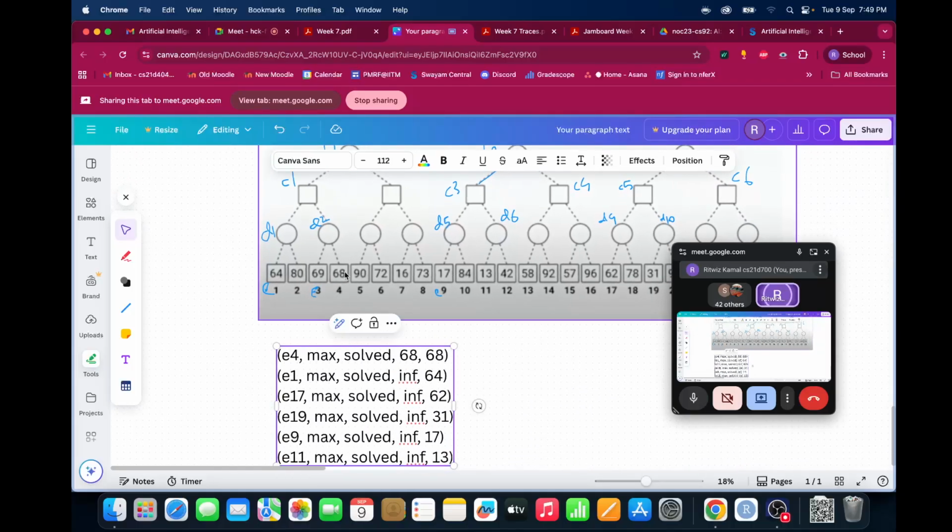Okay, now that both E3 and E4 are solved, we can say D2 is also solved. D2, which is a min node, is now solved. This has bound 68.